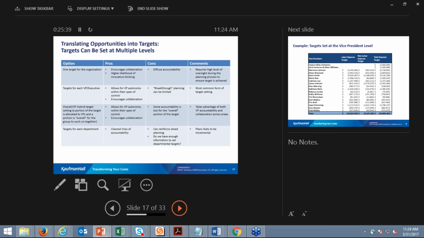We've also seen targets set at a service line level work, where you're really able to look at the continuum of care in cardiac, for example, pre-admission, the inpatient episode, post-discharge. Setting targets like that seems to be successful. So setting targets at that hybrid level is really what we're seeing work these days.